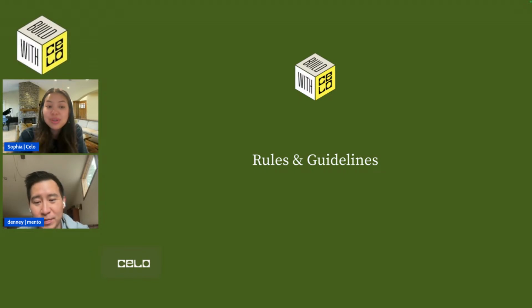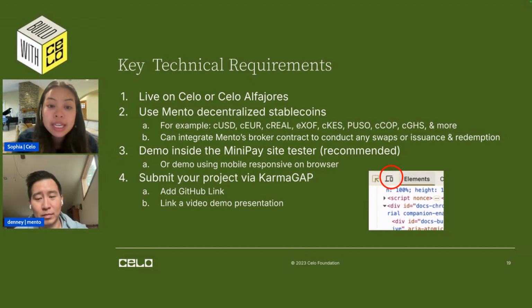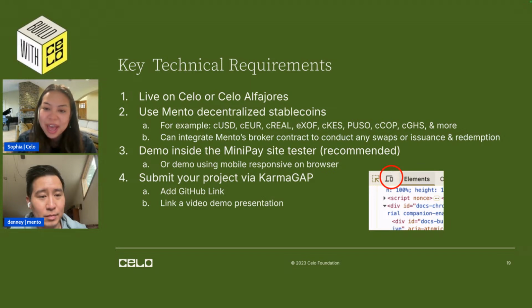We'll be jumping into rules and guidelines for this hackathon and what you can expect. So, some of the key technical requirements is it will need to be live on Celo or Celo Alfajores. So, that's our testnet. You'll need to use Mento's decentralized stablecoins. So, for example, like you just mentioned, all of these great stablecoins, and you can integrate Mento's broker contract to conduct any swaps or issuance and redemption.